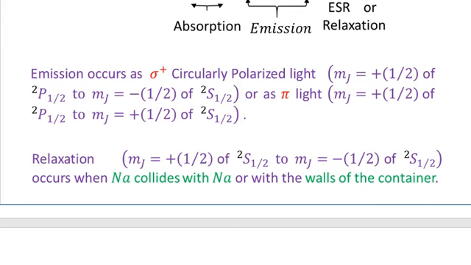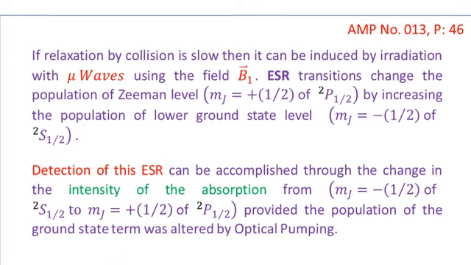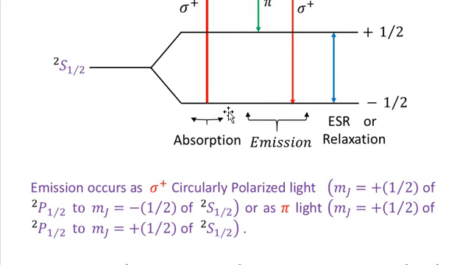But there is another option, through the magnetic field B1. If the relaxation by collision is slow, then it can be induced by irradiation with microwaves using the field B1. The electron spin resonance transition changes the population of the Zeeman levels, increasing the population of the lower ground state, which is the Mj equal to minus half level of the ground state S1/2 level. So you see that using the spin resonance, you can increase the population of the Mj equal to minus half level of the ground level.